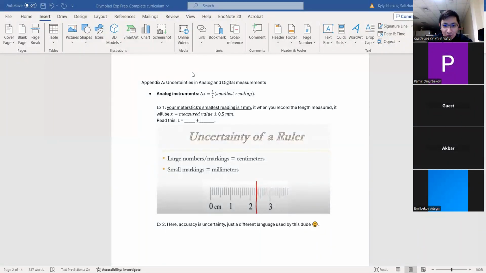But what Victor wrote is correct. The only thing is he didn't deal with significant figures. It should be 23.0 plus minus 0.5 millimeters, because 0.5 has a tenths decimal. That's the only difference. But the value that he read is correct.